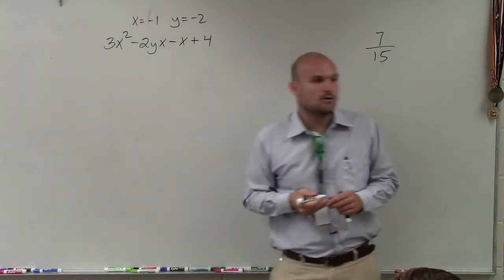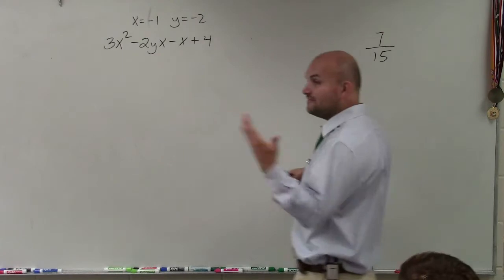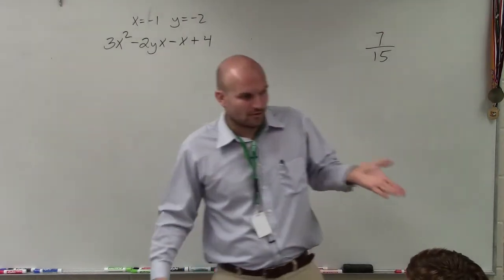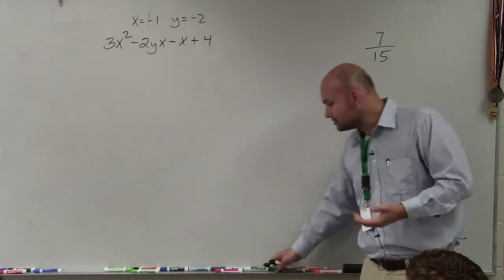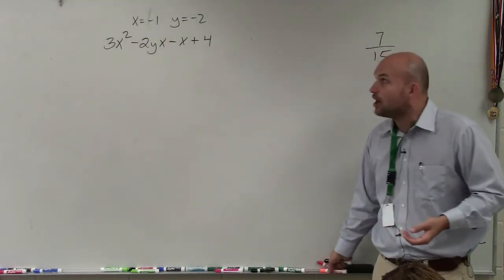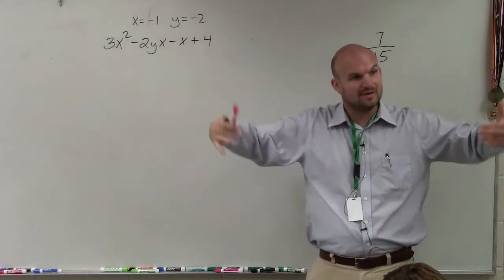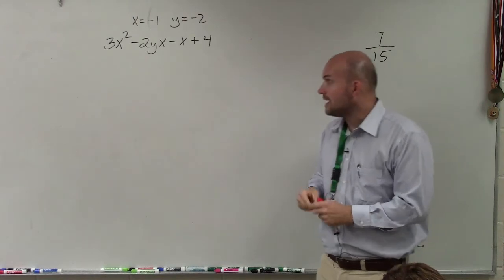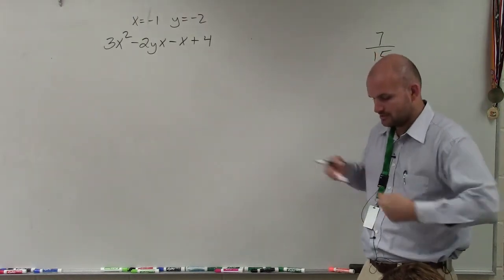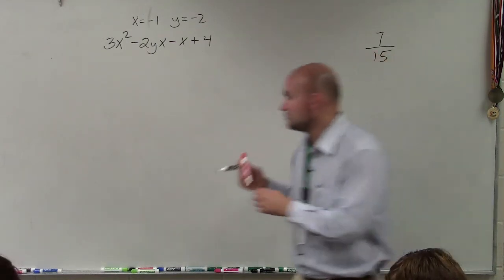OK? So when you're evaluating an expression, what they're saying is the value of x is equal to -1, and the value of y is equal to -2. So what we want to do is evaluate the expression. Basically, all we're simply going to do is take the values of x and y and plug them in for x and y in the expression. Now, please note, I'm going to replace each one of them. When I replace them into the equation, I'm going to use the red.